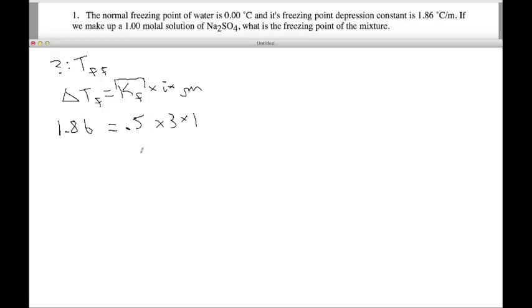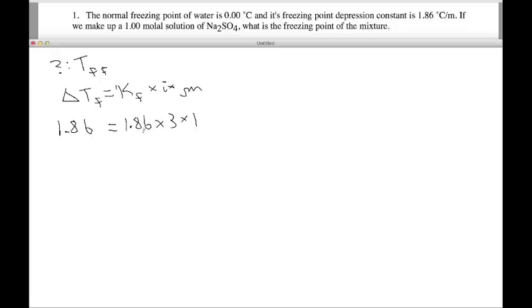Oh, then instead it's not 0.5, it's just 0 degrees Celsius. Take a little bit more time on that. Where does the problem tell us what to plug in for KF? The normal freezing point of water is 0 degrees Celsius. Oh, wait a minute, we don't know that. Oh, it's 1.86. What's the name of this symbol? Freezing point depression constant. That's right. But I think you were reaching for the wrong numbers in the problem. So what should we plug in for KF? 1.86 degrees C per molal.